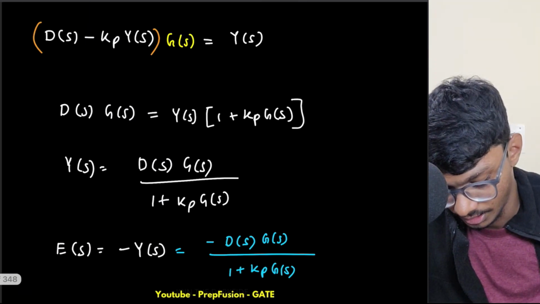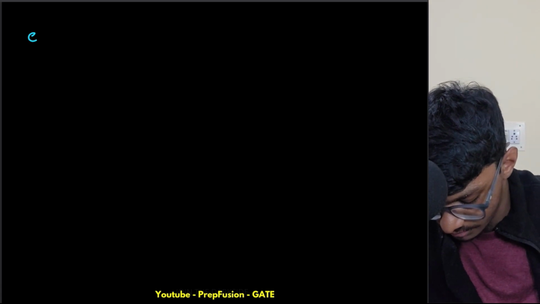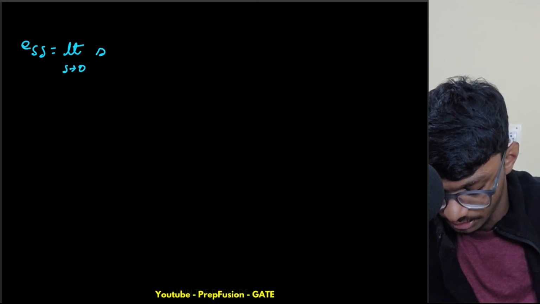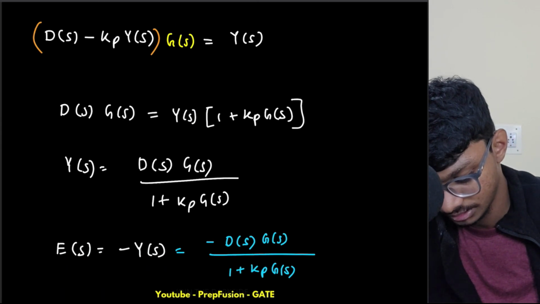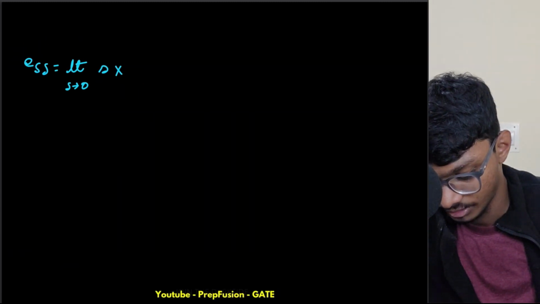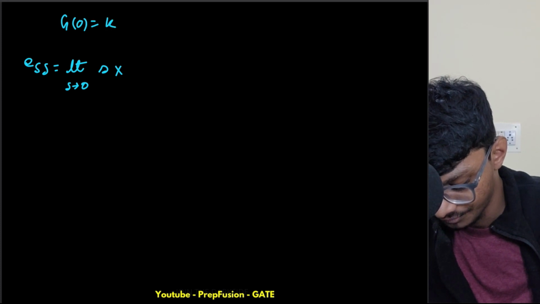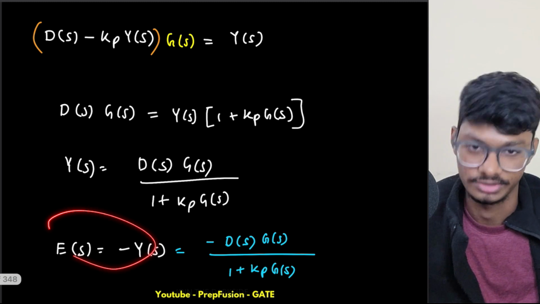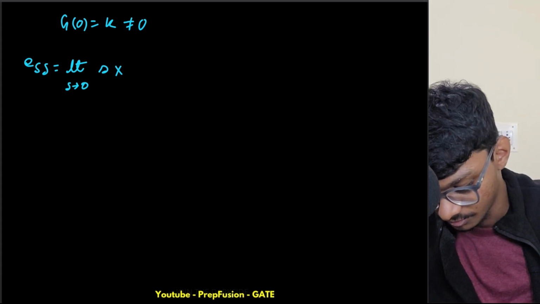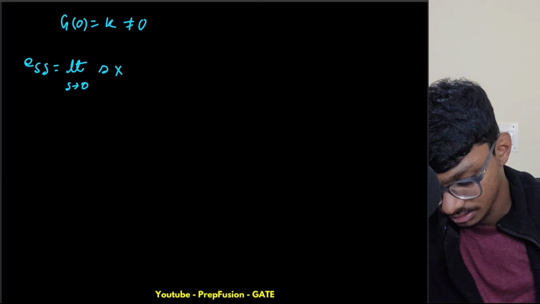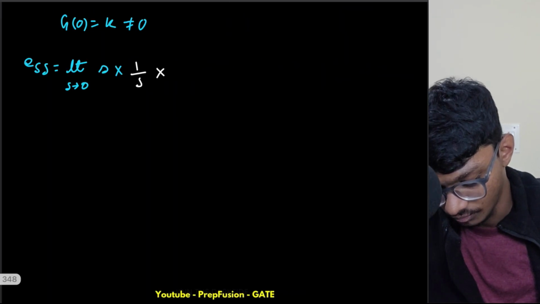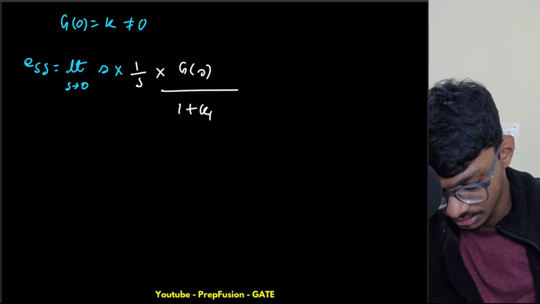Now what I can do, I can use the final value theorem. My E steady state will be the limit as s tends to 0 of s times D(s). D(s) is for a unit step. Also, this time we are assuming G(0) equals K, which is not equal to 0. If it becomes 0, then obviously this ratio can be 0, but if D secant is 0, then what is the point of having the system? So this is s. Now s times 1 over s due to the step disturbance, and G(s) will still remain over here by 1 plus Kp G(s).